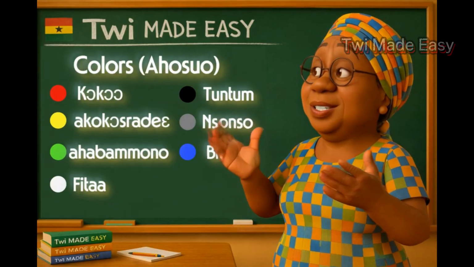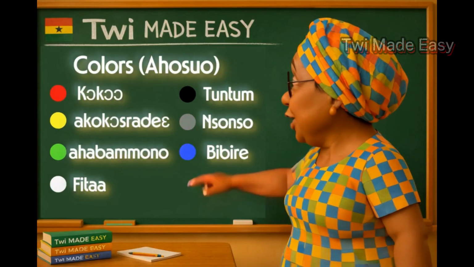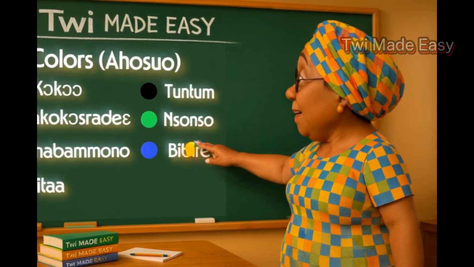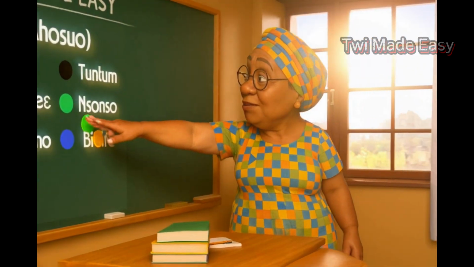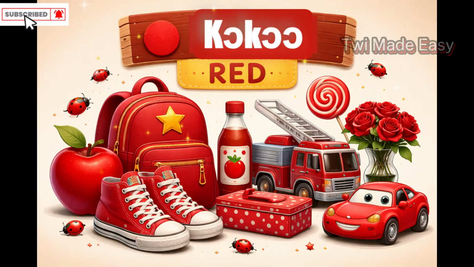Today, we are going to learn how to say some basic colors in Twi. Now, do you know the Twi word for colors? It is Ahosuo. Ahosuo. So today we will learn Ahosuo. Red. Kokoo.